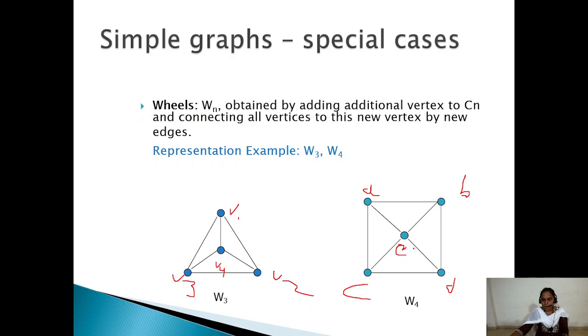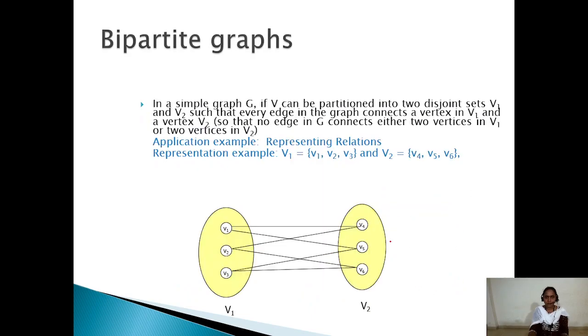E is the one new vertex. E is connected to A, E is connected to B, E is connected to D, E is connected to C. This is the graph of a wheel. Clear? Next, bipartite graph. This is the most important graph in graph theory.